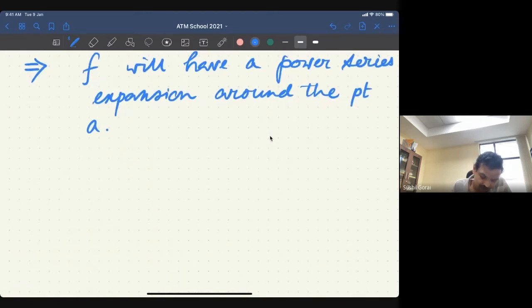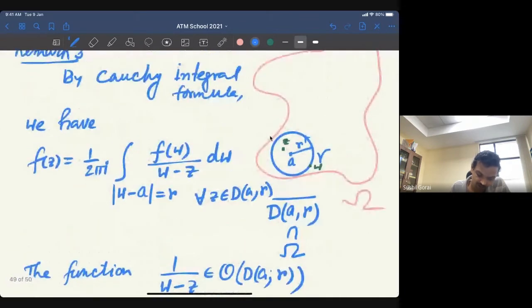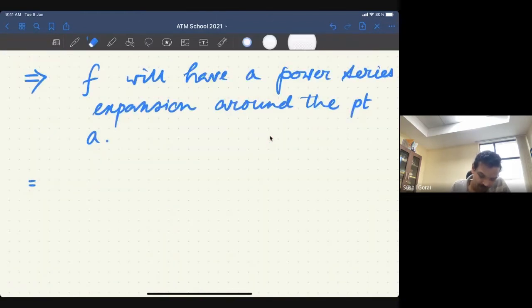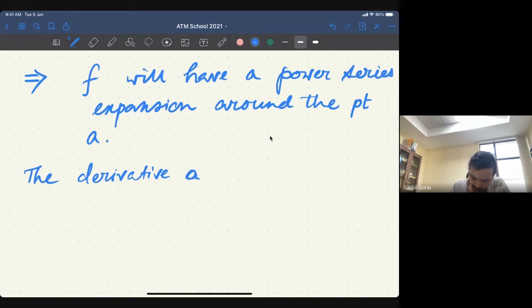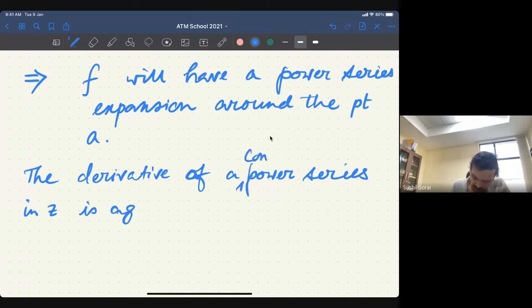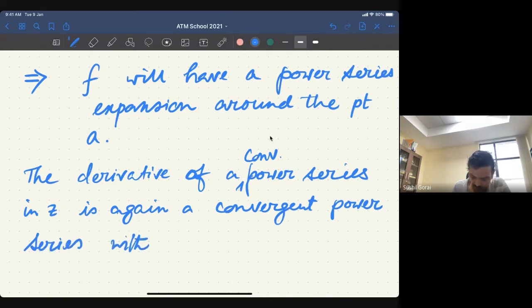So what does this mean? This means that having such a formula gives you a power series expansion, and the derivative of a power series in Z is again, let's say, a convergent power series with the same disk of convergence.